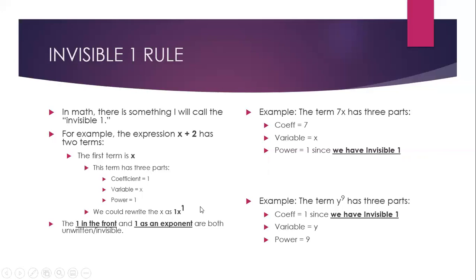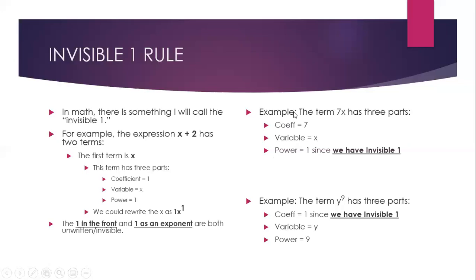That's kind of the basic idea. But until you get to the point where you're like, I definitely know the 1 is there, even though I can't see it, it's important that we write it out. So when we have an x, even though we don't see them, there is a 1 in front of the x and a 1 on top of the x. So the 1 in the front and the 1 as an exponent are both unwritten. They basically are our invisible ones. Let me show you where that comes into play.